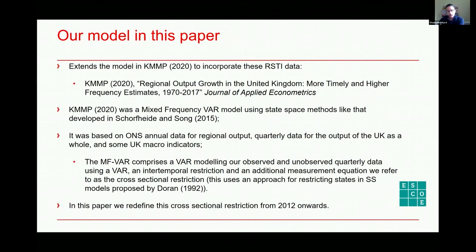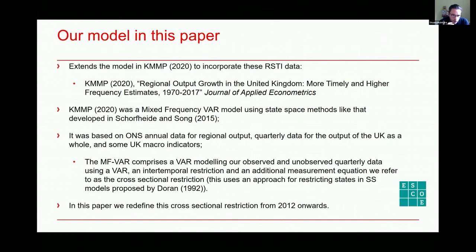Now, of course, in the model in this paper, for some of the period we also have quarterly regional data. And so we need to extend the model to do that. We also have within this framework some additional quarterly macro predictors, which experimentally we found to be useful in explaining intra-year regional growth dynamics. So this framework in KMMP, for those that are familiar with this sort of literature, is a state space VAR of the Mariano-Murasawa type, if you're familiar with that literature.